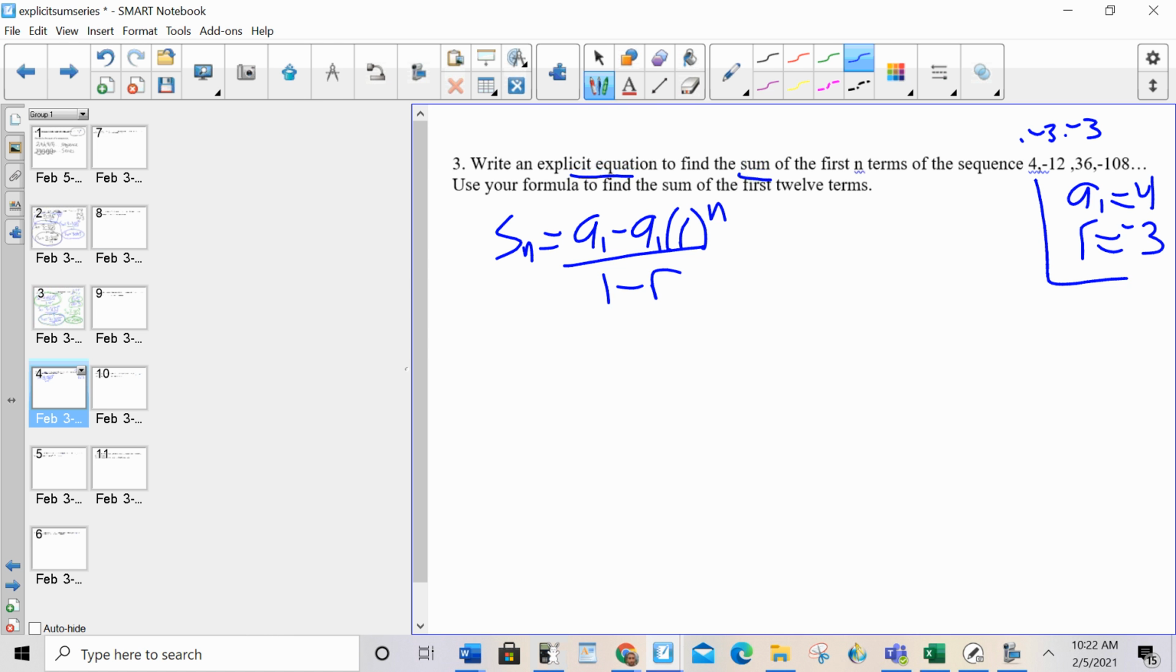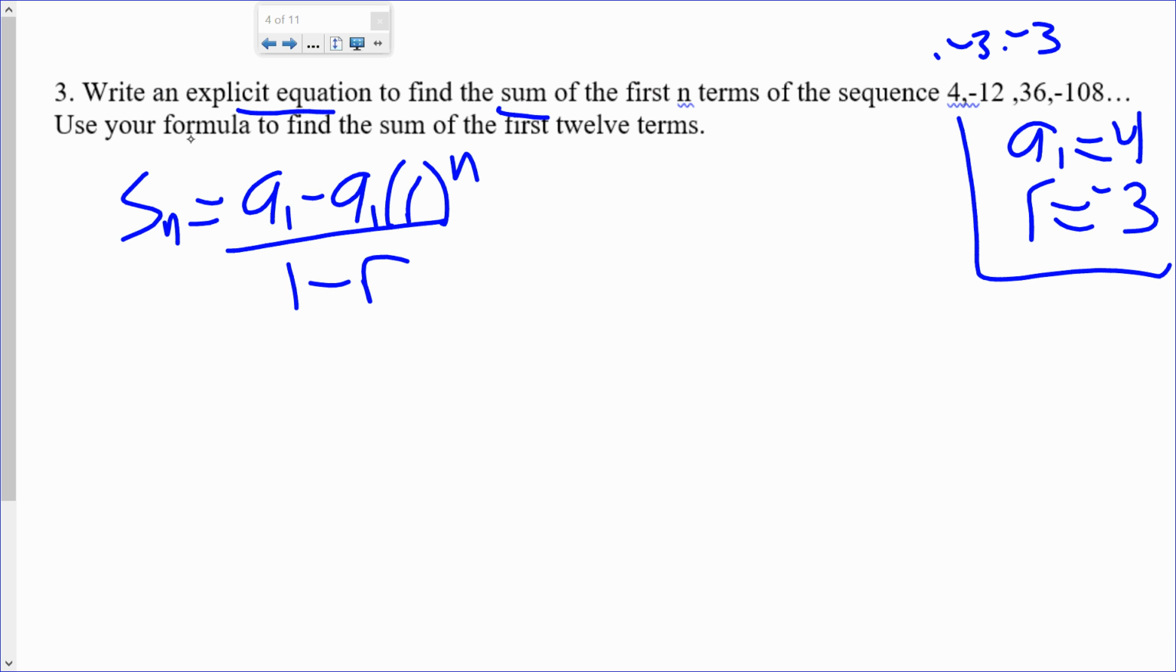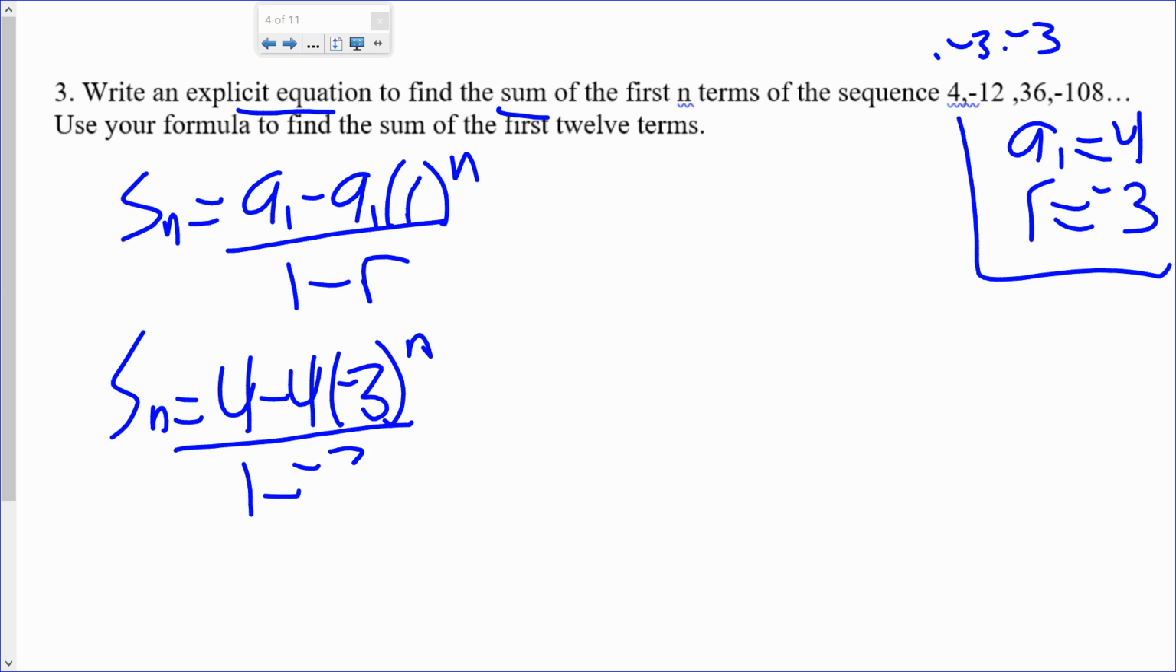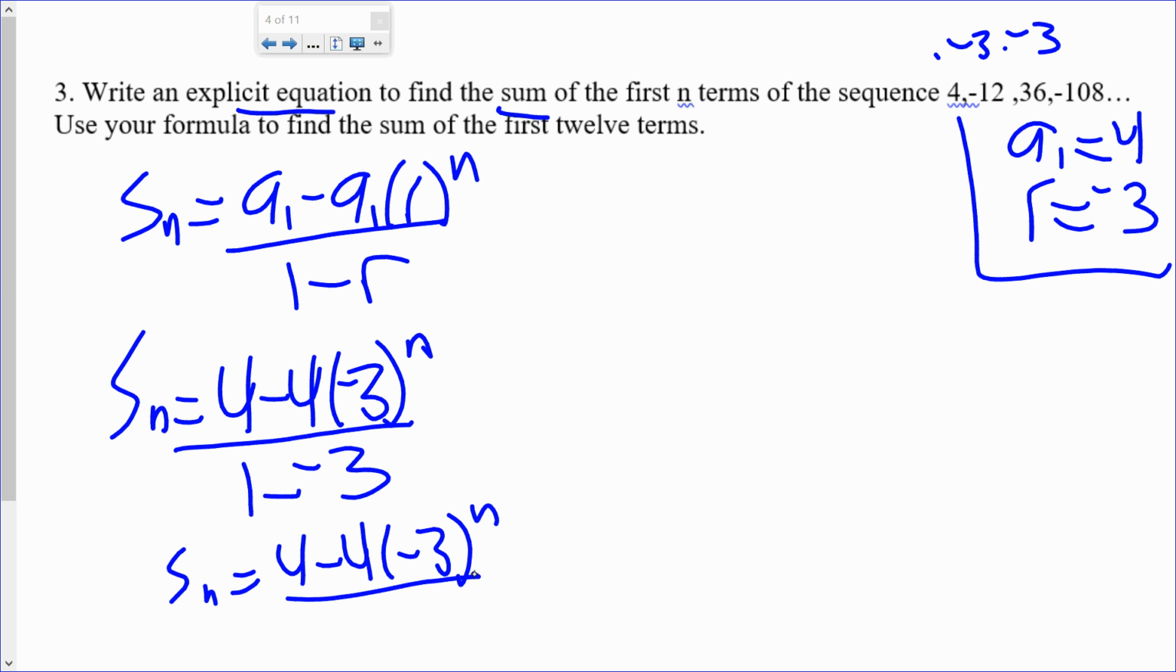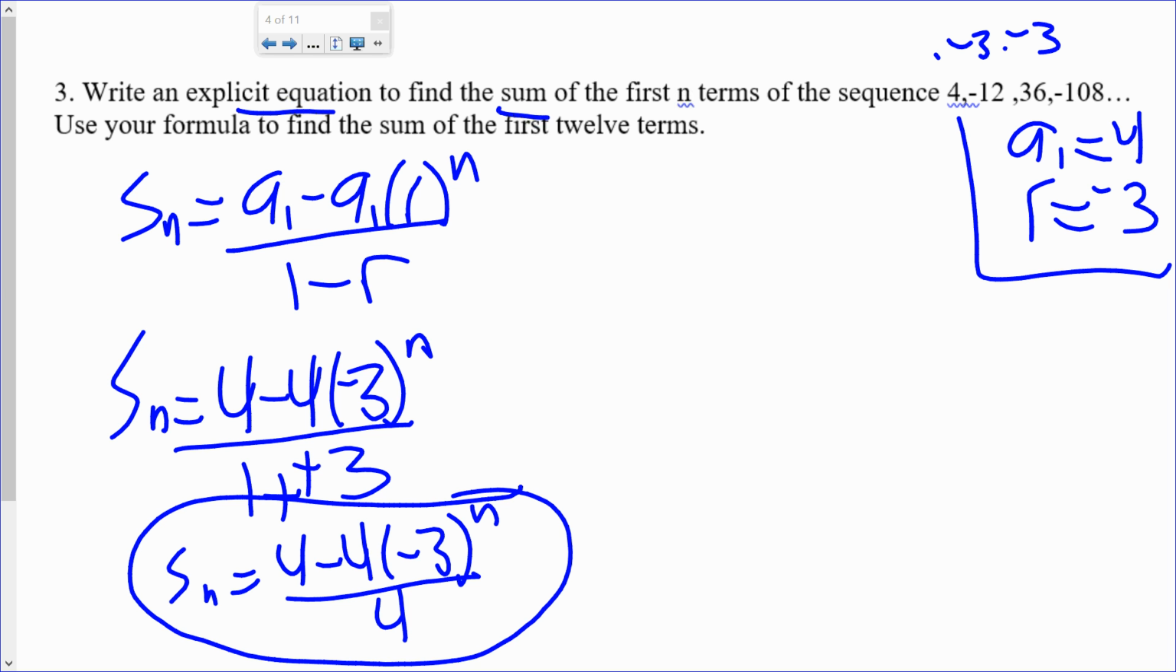Now that you have this information, I want you to pause. I want you to substitute the values in and come up with your equation. And then unpause. Okay, now that you tried it on your own, Sn equals 4 minus 4 times negative 3 to the power of n over 1 minus negative 3. Sn, I can't do anything on top. 1 minus negative 3 is 1 plus 3, which is 4. That's my equation.